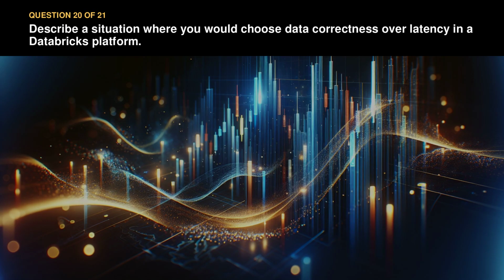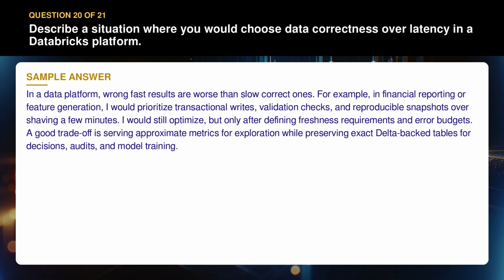Question 20. Describe a situation where you would choose data correctness over latency in a Databricks platform. In a data platform, wrong fast results are worse than slow correct ones. For example, in financial reporting or feature generation, I would prioritize transactional writes, validation checks, and reproducible snapshots over shaving a few minutes. I would still optimize, but only after defining freshness requirements and error budgets.